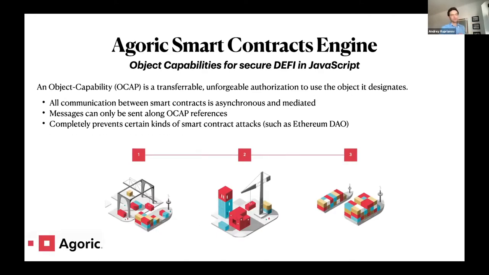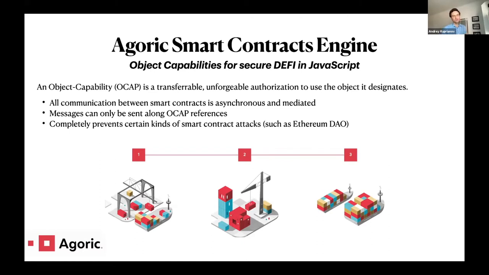Agoric smart contracts are about secure decentralized finance in JavaScript. JavaScript is one of the most popular programming languages on the planet. That's why Agoric has chosen it for implementing its smart contracts. You may ask how security is possible in JavaScript. Actually, Agoric researchers and engineers have done an amazing job in securing JavaScript. They have turned it into a secure environment, which is based on the object capability model.